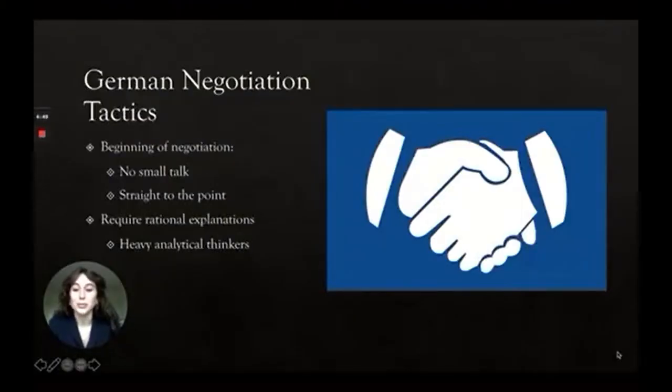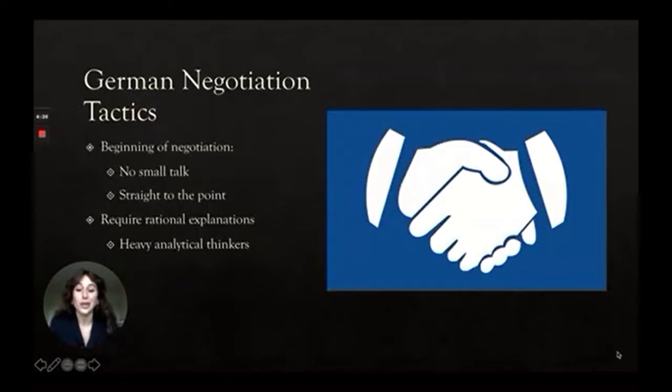When looking at the German negotiation tactics, we do see a few similarities between Russia and Germany, but mostly differences. A similarity would be that neither of them prefer to express emotions, and they take meetings and negotiations very seriously. The differences would be that Germany does not participate in or start any small talk. They just prefer to get straight to the point.